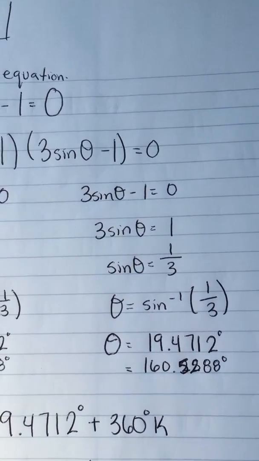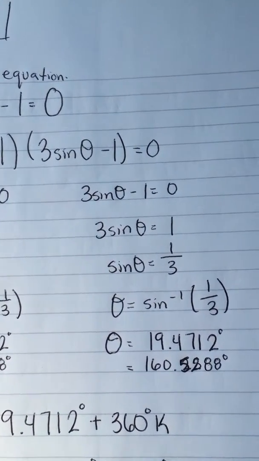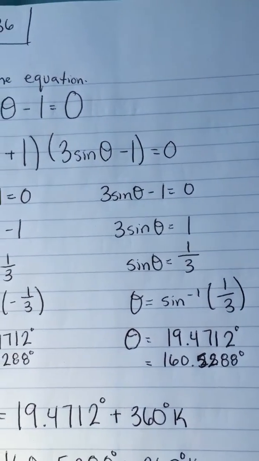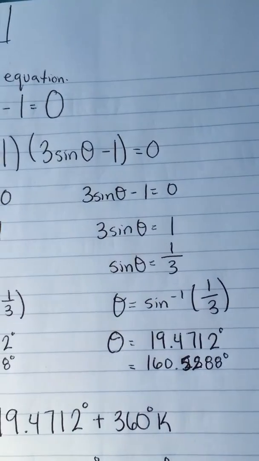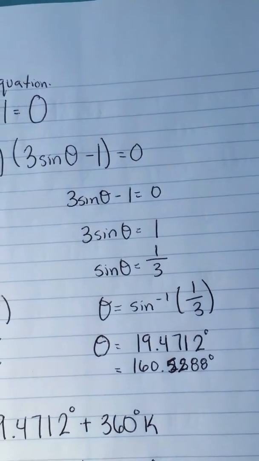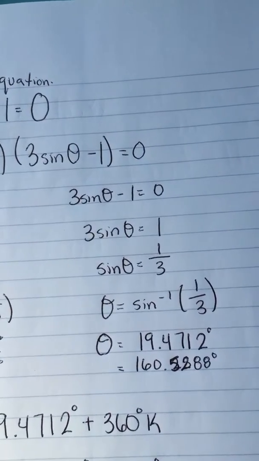And now we have to find the reference angle where sine would fit the conditions as well, where it would remain positive, and that's quadrant 2. So we have to subtract that angle from 180 to give us 160.5288 degrees.